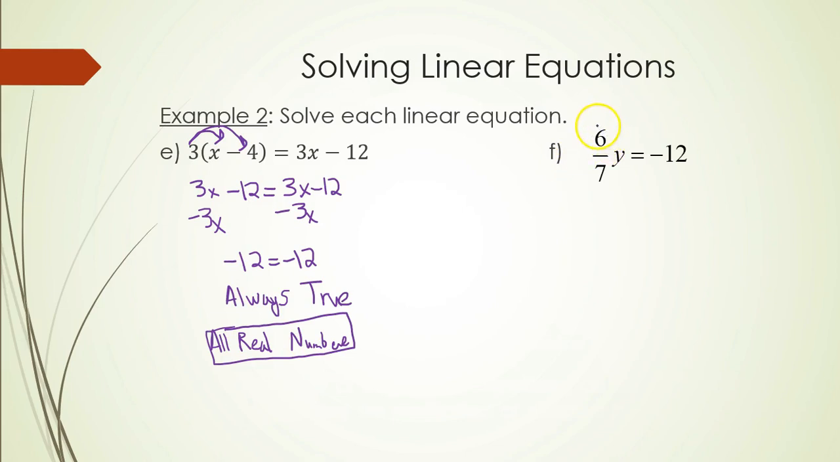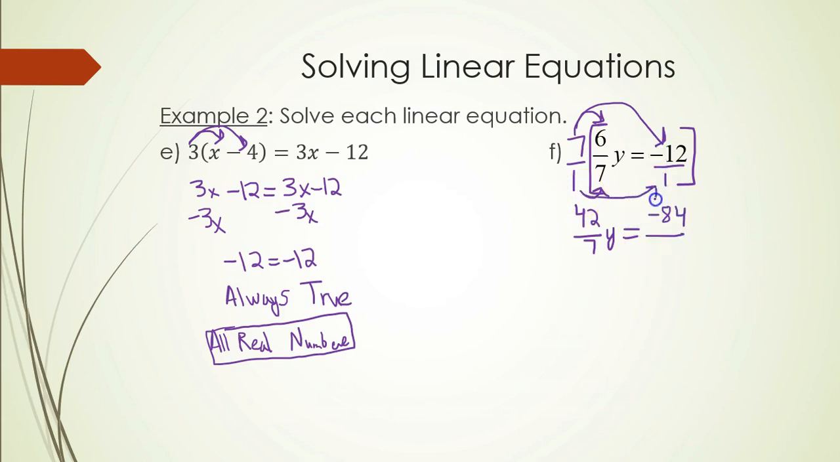In part F, you have fractions again, so I'm going to go through, since 7 is what's in the denominator, and multiply 3 by 7, or 7 over 1. This will give me 7 times 6, which is 42, over 1 times 7, which is 7. Y equals 7 times negative 12, which is negative 84, over 1 times 1, which is 1.